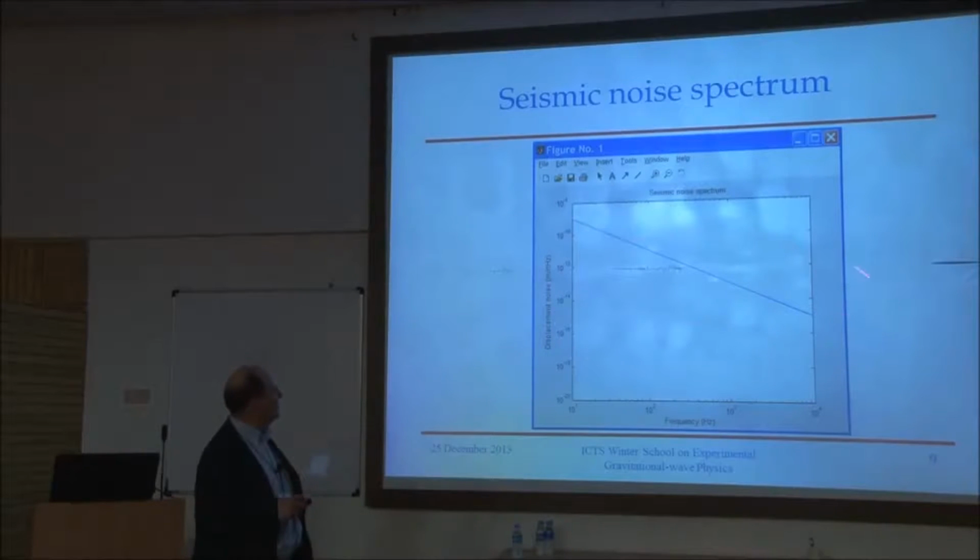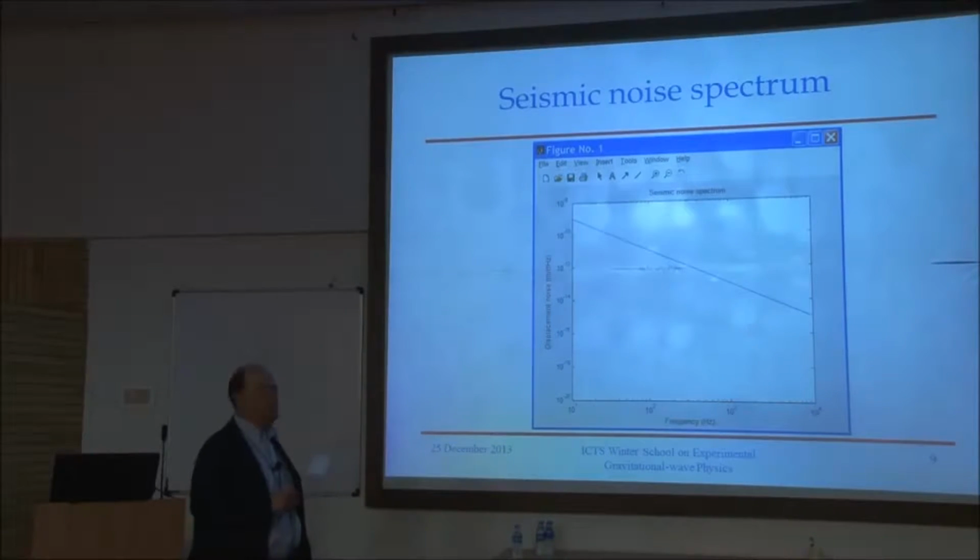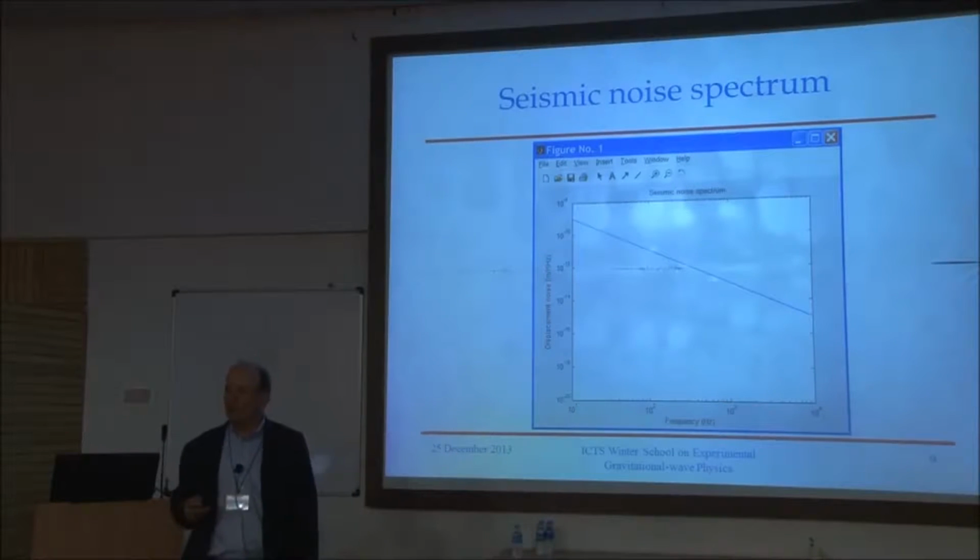And note that over this entire range, the noise is much higher than our target, which was 2 times 10 to the minus 19. So our target's down here. Each of these tick marks is 2 orders of magnitude. So we start out with a huge challenge. We need isolation 3, 4, 5, 7, 8 orders of magnitude.